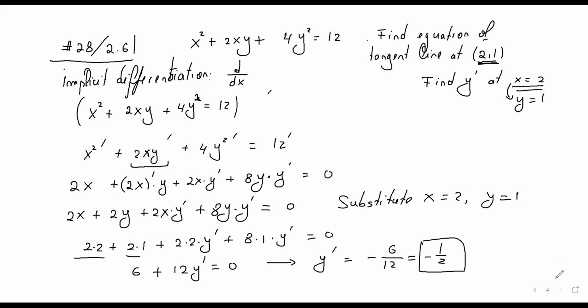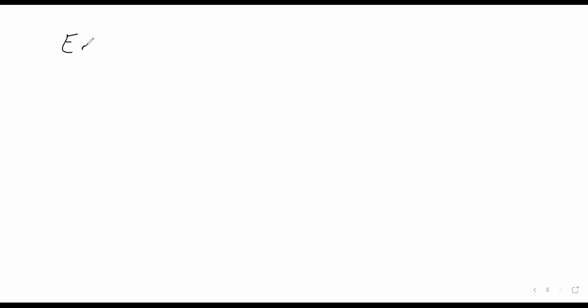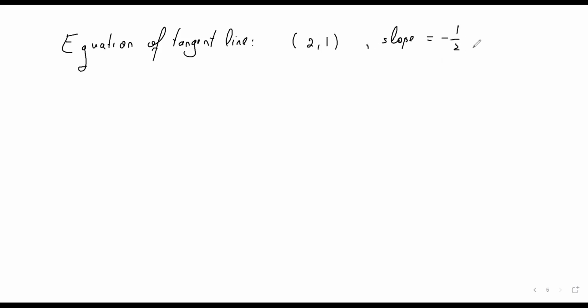Now the equation of a line is very easy. So the equation of a tangent line, remember that the tangent line goes through the point (2, 1) and has slope of negative 1/2. So it's basically a very general problem about lines and equations of lines.